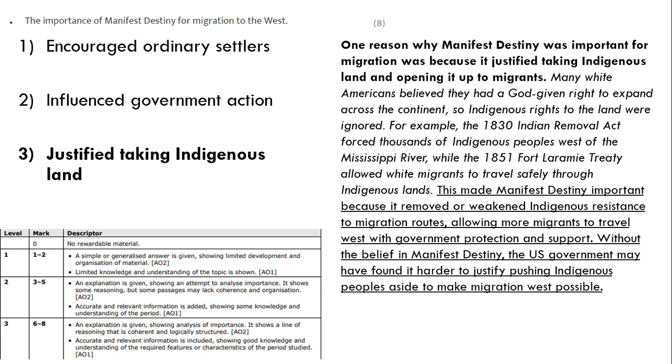Without the belief in manifest destiny, the US government may have found it harder to justify pushing indigenous peoples aside to make migration west possible. So the focus on this paragraph is very much about migration, allowing more migrants to travel rather than settling and taking the land. So if you're going to do this, focus on migration.